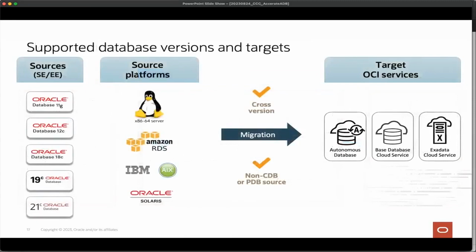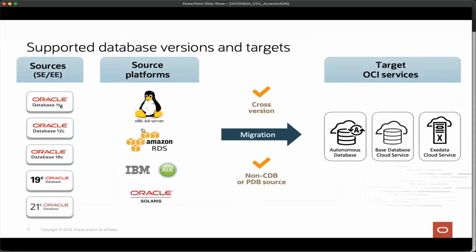So what versions and what platforms do we support with DMS? We basically support all sources from 11g up to 21c, so it's 11.2.0.4. And we support all Linux servers, AIX, Solaris, and also Amazon RDS. Windows is currently not supported as a source platform.